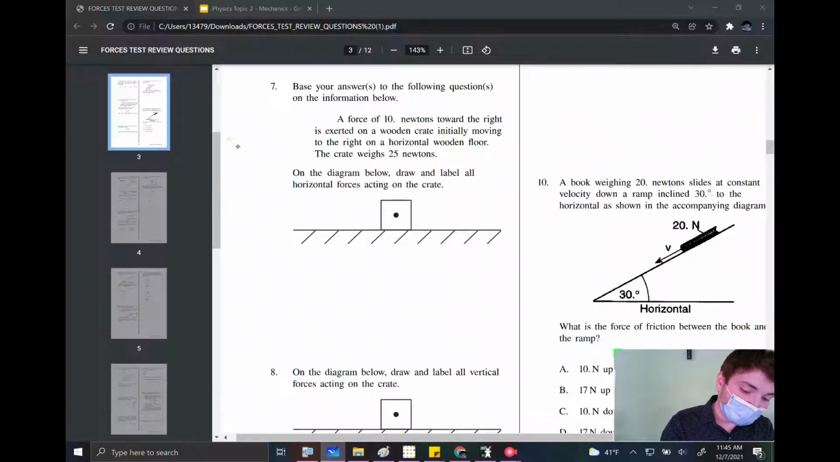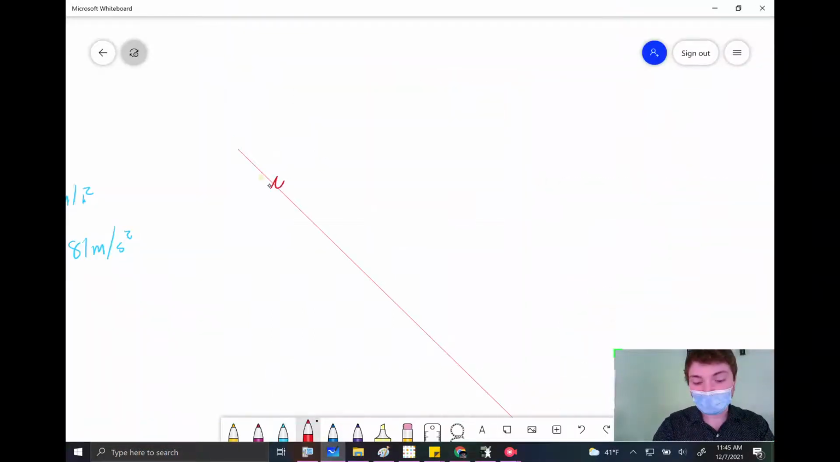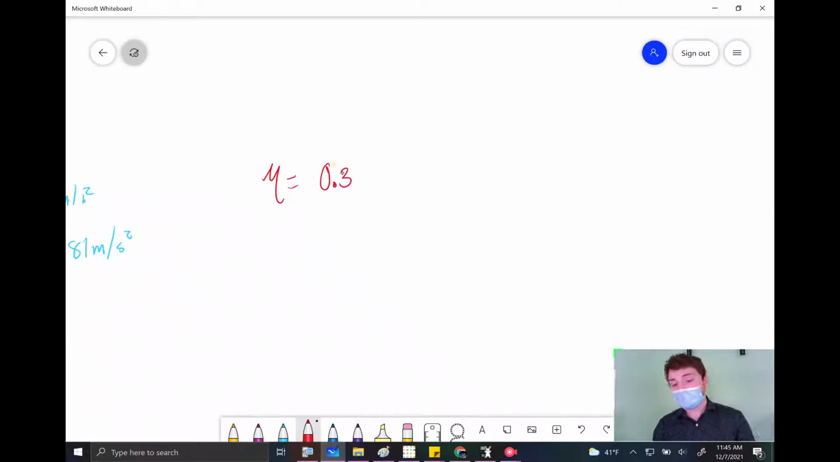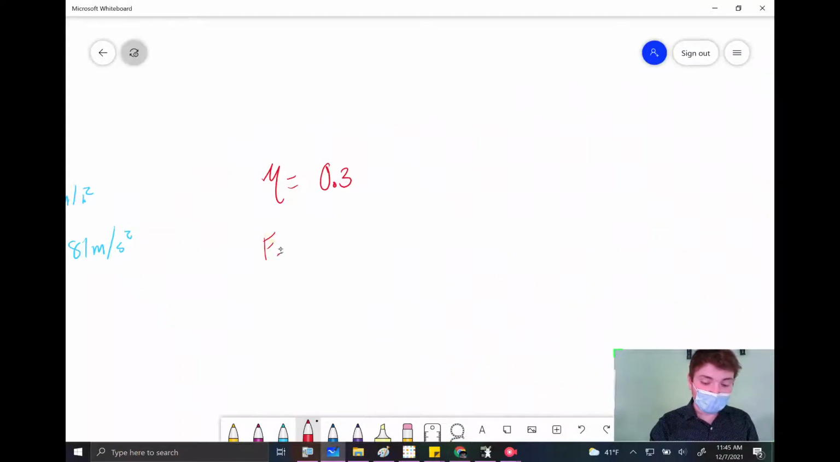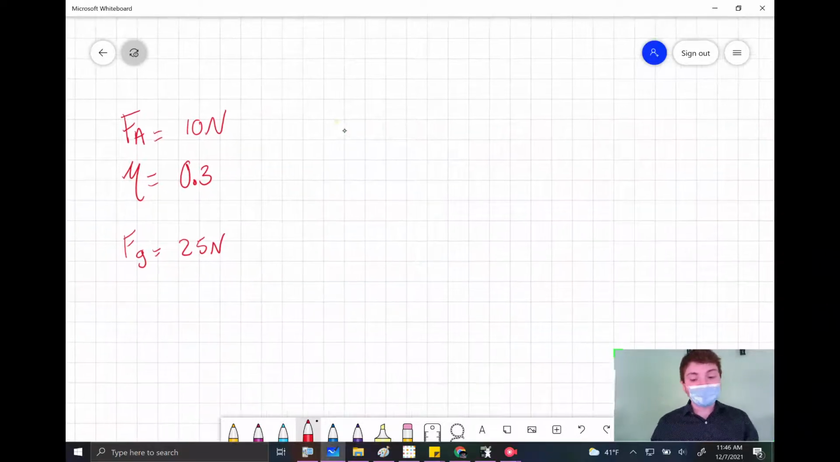So we know that mu, the coefficient of friction, is 0.3. And again, it's unitless, right? Coefficient of friction doesn't have a unit. We know that the weight, call that Fg, is 25 newtons. And we know that the force applied to this thing, I'm going to label it Fa, the applied force, is 10 newtons.